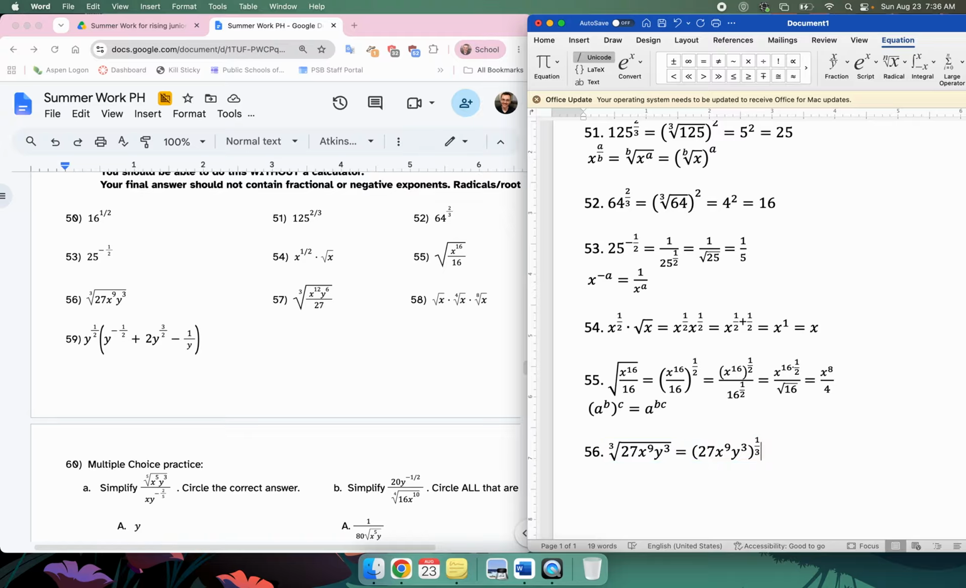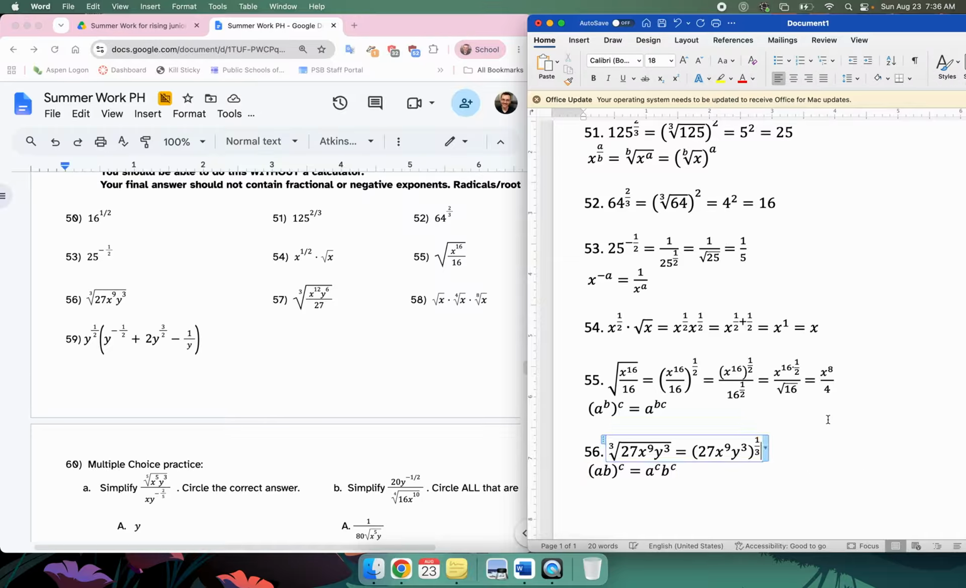And then you could argue that we can use the exponent rule, a times b to the c is equal to a to the c times b to the c. In other words, exponents distribute over multiplication, and that's what we have here inside parentheses. We have several things, the 27, the x to the 9th, and the y to the 3rd being multiplied, and so this exponent 1/3 is going to distribute over that multiplication. So you get 27 to the 1/3, x to the 9th to the 1/3, and then y to the 3rd to the 1/3.